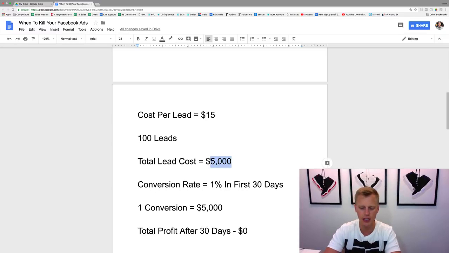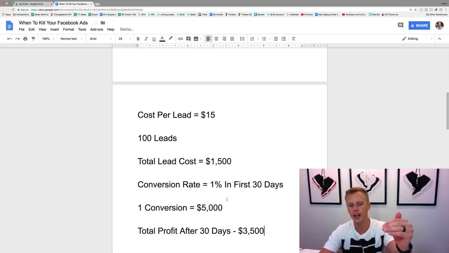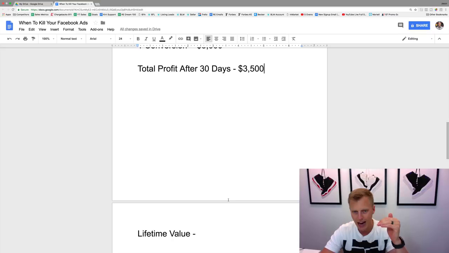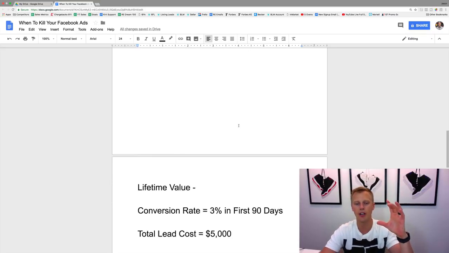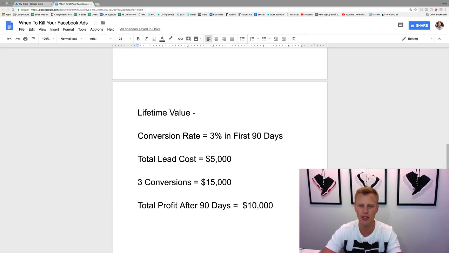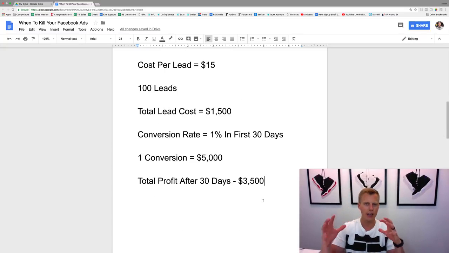If you look at that, the total lead cost is going to be $1,500, and then your profit after the first 35 days is going to be $3,500. But then afterwards, let's say another 2% or 3% go through, whatever it is, you're making an extra $10,000 from those same 100 leads. So that is kind of like looking at the numbers.